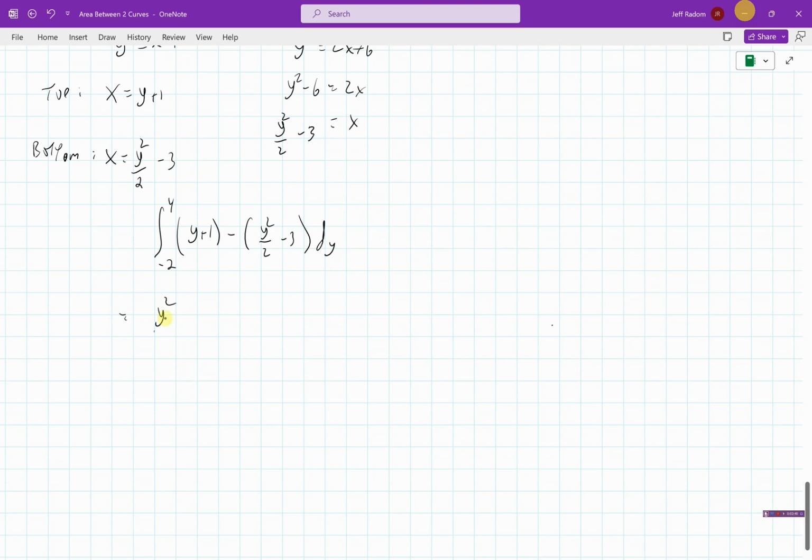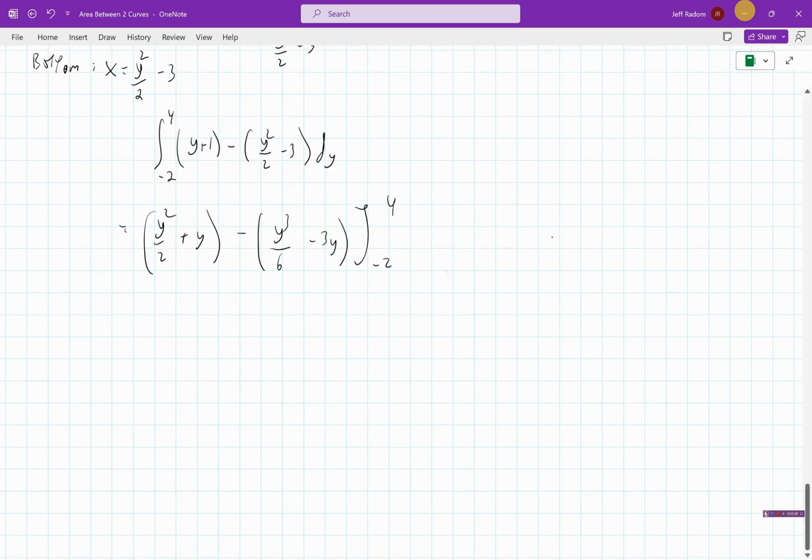Okay, let's actually do the integrating. So this would become y squared over 2 plus y, minus, now we're going to integrate this. So we're going to add 1 to the exponent and divide by the exponent. So that becomes y cubed over 6 minus 3y, and all from -2 to 4. Okay, putting the 4 in. So 4 squared would become 16 divided by 2 plus 4, minus, putting the 4 in here, 64 over 6 minus 3 times 4, which is 12.